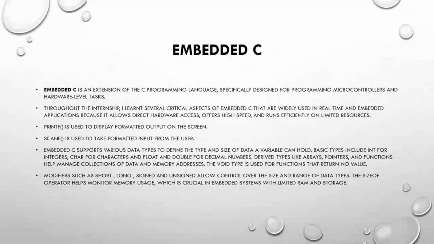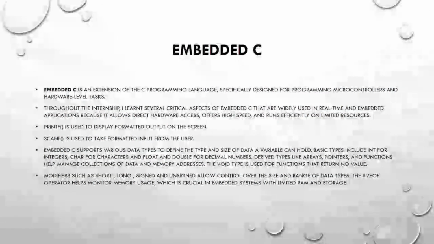And now coming to Embedded C. Embedded C is an extension of the C programming language specifically designed for programming microcontrollers and hardware level tasks. Throughout the internship, I learned several critical aspects of Embedded C that are widely used in real-time and embedded applications because it allows direct hardware access and offers high speed and also runs efficiently on limited resources.